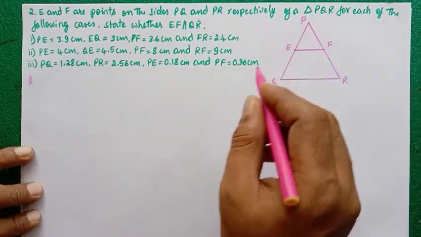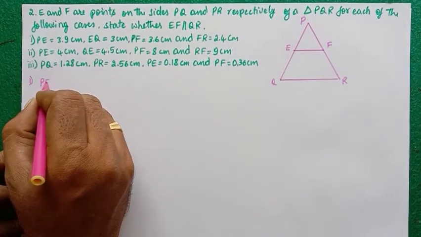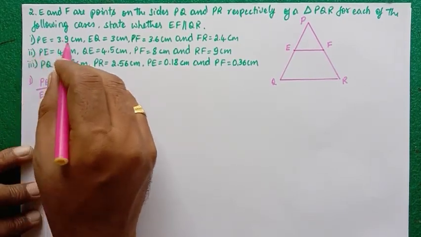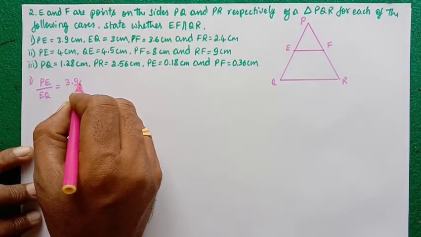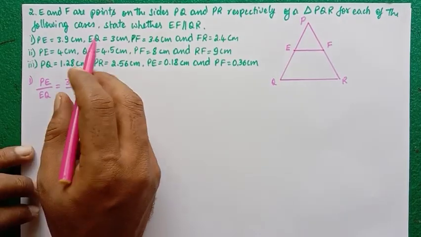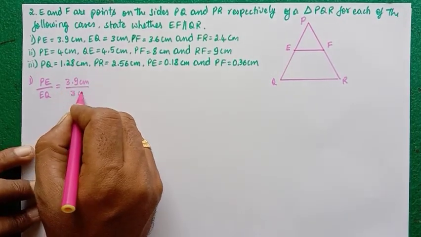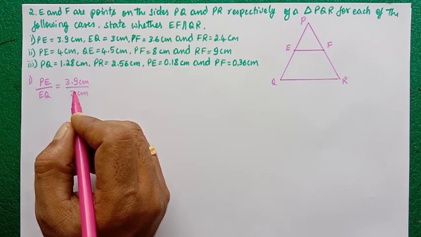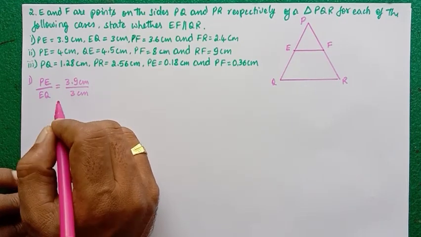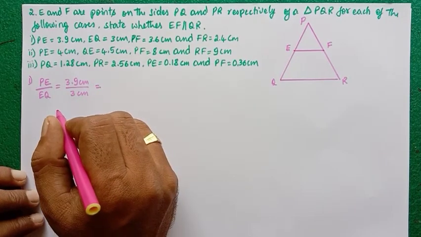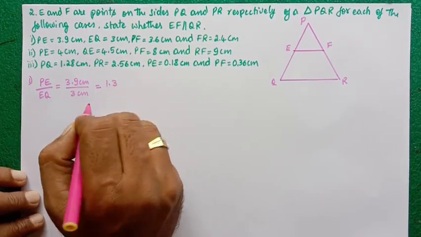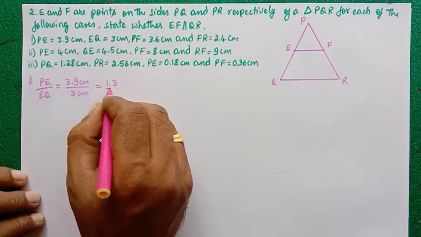So let me take PE by EQ. PE here is 3.9 centimeter in the first problem. EQ is 3 centimeter. So what happens here? Let me divide it. I will get 1.3 by 1.